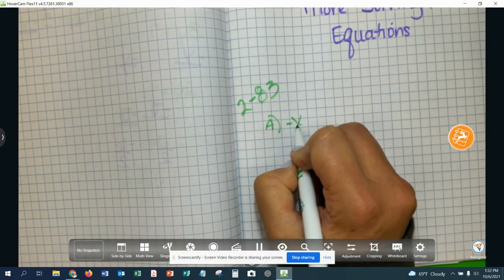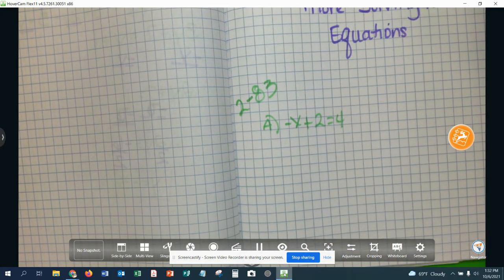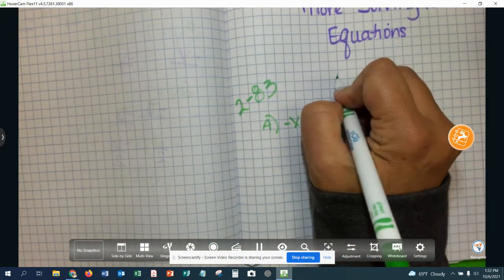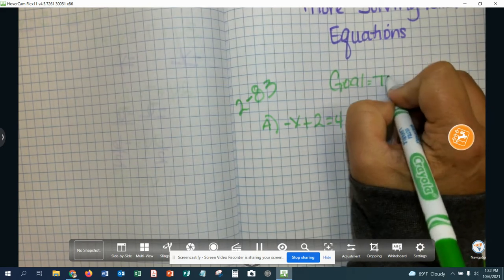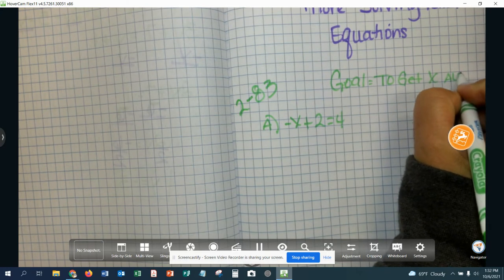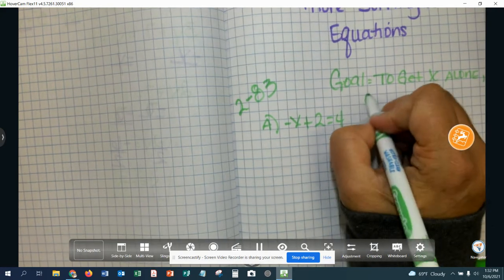Negative x plus 2 equals 4. This is like a 2-step equation. What am I going to do first? Well, first, I need to get the goal here. The goal is to get x alone by itself, or to find x.